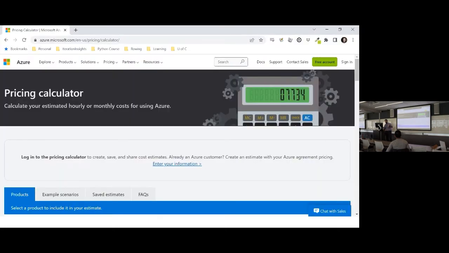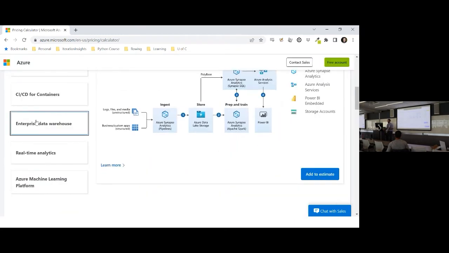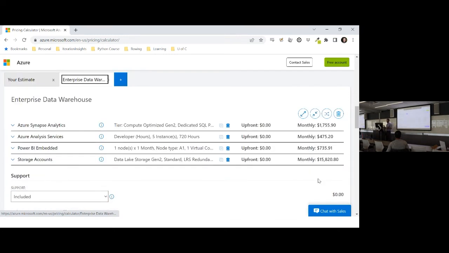So if I go over to the pricing calculator, what's really nice about this is it does have some interesting example scenarios for you, one of which is an enterprise data warehouse. And we can just say add to estimate. This is going to give us a pretty good idea of what the components are. But I find that it provisions your things a little bit strangely because I'm being charged $15,000 for storage accounts, but only, what, $1,700 for my dedicated SQL pools. I find those pretty skewed in my experience for this type of use case. So you need to understand some of those components.